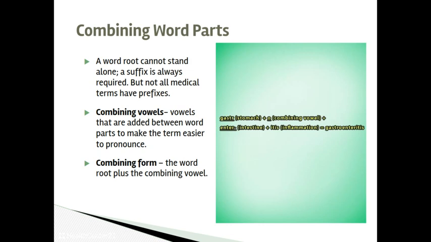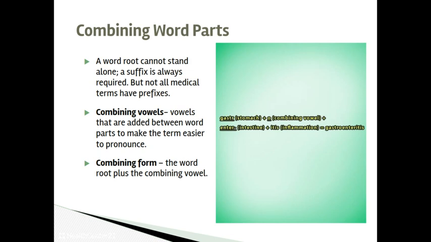Combining vowels: those vowels that I was talking about are added to make the term easier to pronounce. So in this example here, gastroenteritis, there are actually two root words in there. Gastr is the stomach, enter is the intestine. They put the O in there just to make the gastr and the enter flow together. So gastr-o-enter and then itis. When the word is all together, it just flows really well. When you add that vowel in there, they call that the combining form.